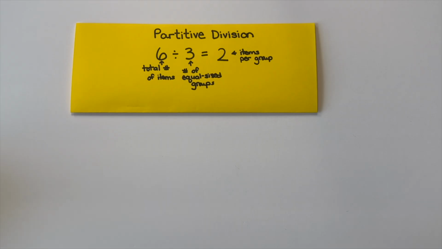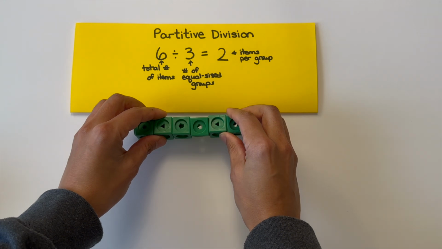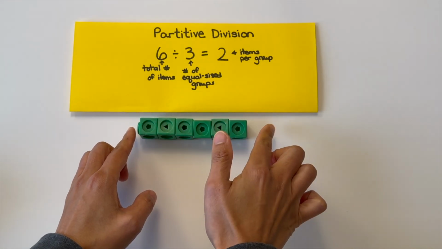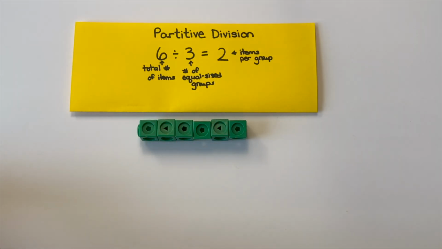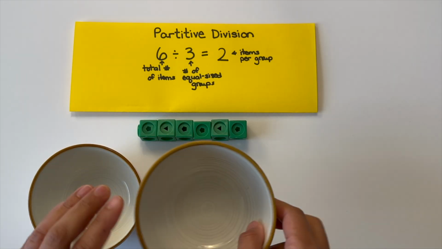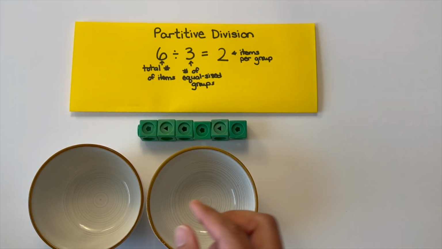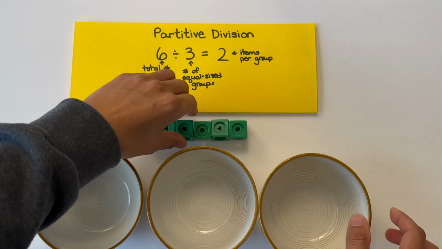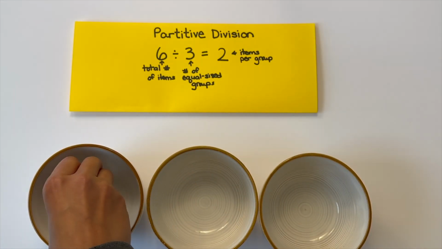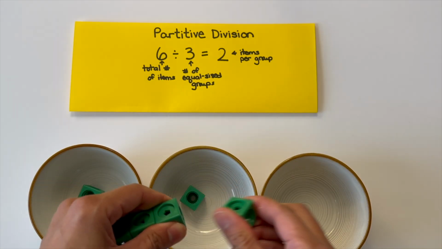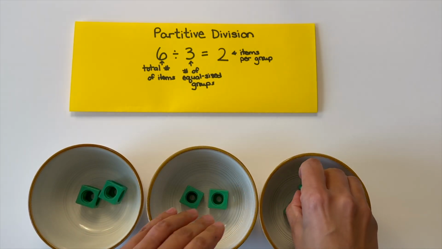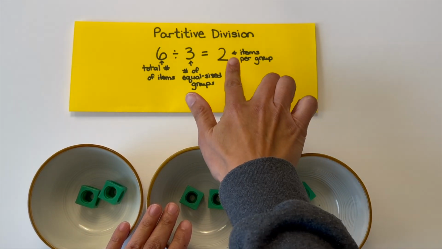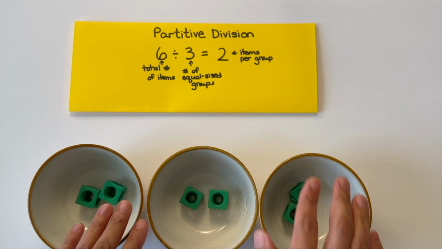Now we're going to see partitive division in action. We'll first begin by taking a look at the total number of items which we have. We have 6. Next, we're going to divide those 6 items into 3 equal-sized groups. So I'm going to use my bowls to represent my 3 groups. This model is also called the fair share model. I'm going to take turns by placing one block at a time in each bowl until I've used up all the blocks. You will see that the answer is 2, and with context, we know it is 2 items per group.